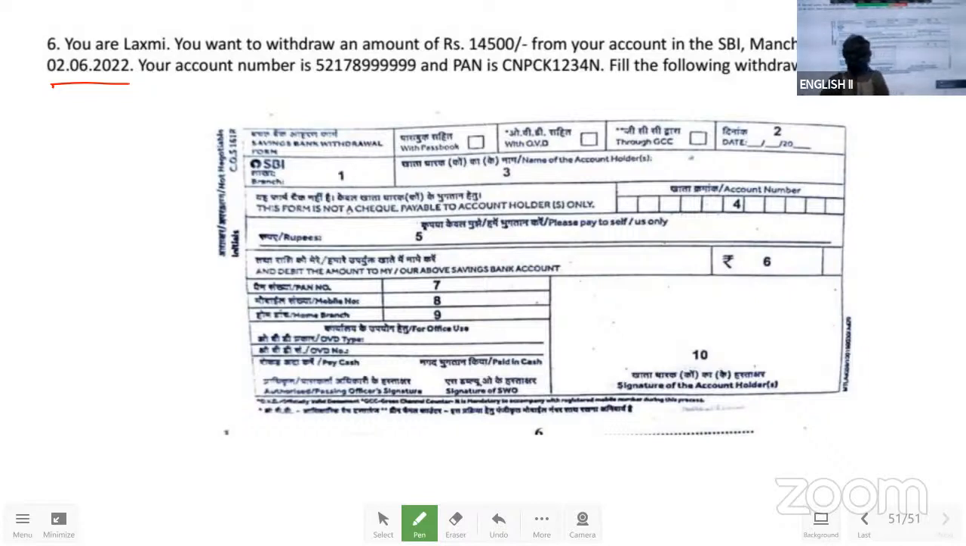The first one is branch. Mancherial, SBI, Mancherial. The second one is date. What is the date? It is this. 2nd June 2022. That is almost a year before. Then the third, name of the account holder, Lakshmi. Fourth, your account number. This is your account number.